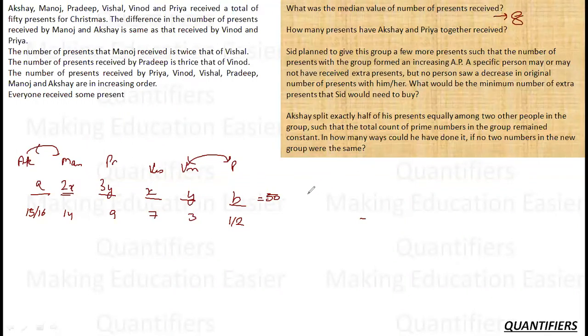How many presents have Akshay and Priya received? So Akshay and Priya, either it is 15 plus 2 or 16 plus 1, then it is 17. A plus B is, I know, 2x plus y. I know that, so it is 17.